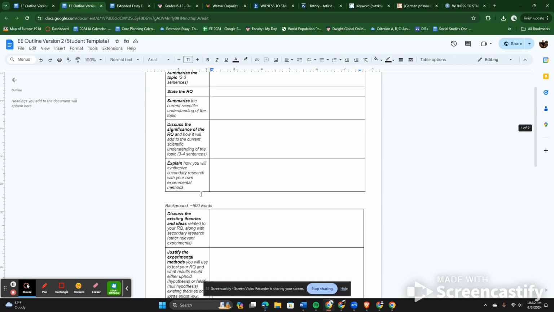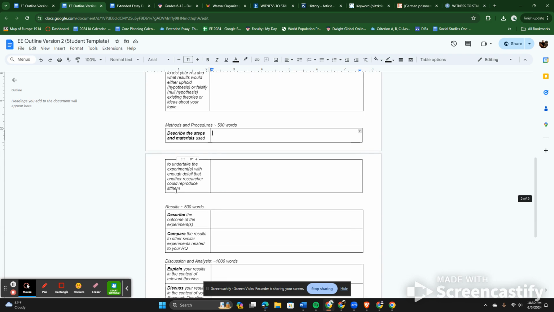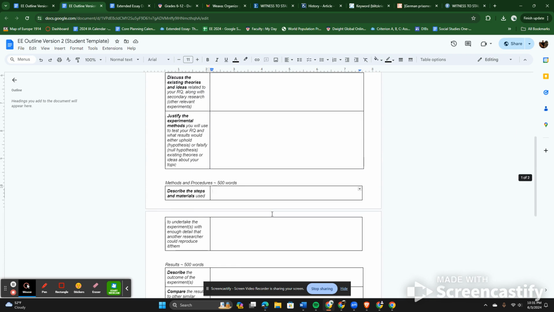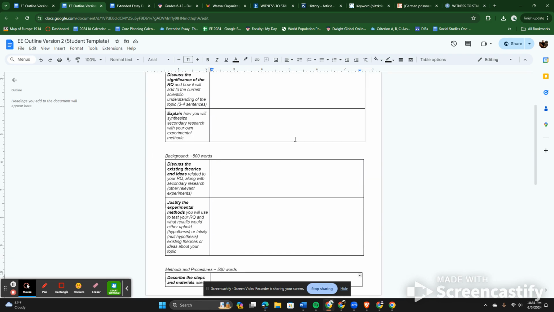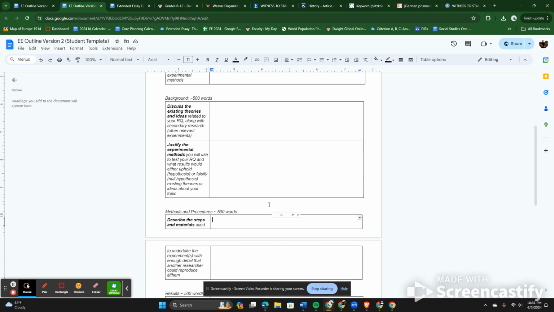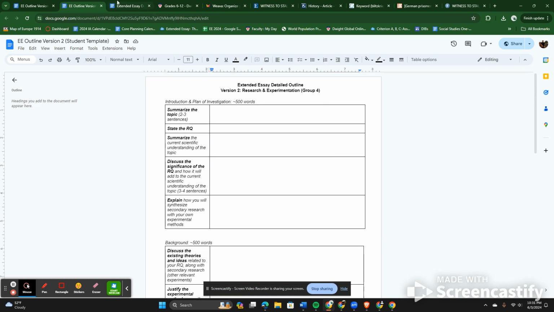So that's over here, but same idea. You don't need to write everything, put your ideas down, and really focus on these beginning parts, your introduction and plan of the investigation, and how you're going to go about setting up things. And this can change. You're not married to your outline.